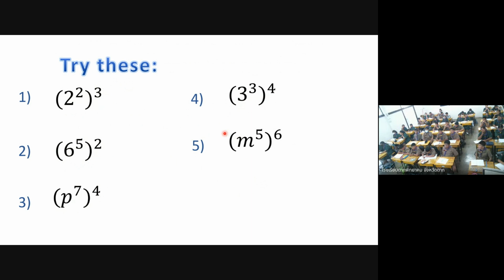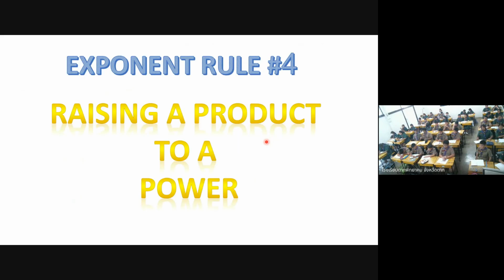And number 5. Yes. What is M to the power of 5 to the power of 6? M to the power of 30. Understand? Again, that is exponent rule number 3. Okay? Next, let's proceed to exponent rule number 4.